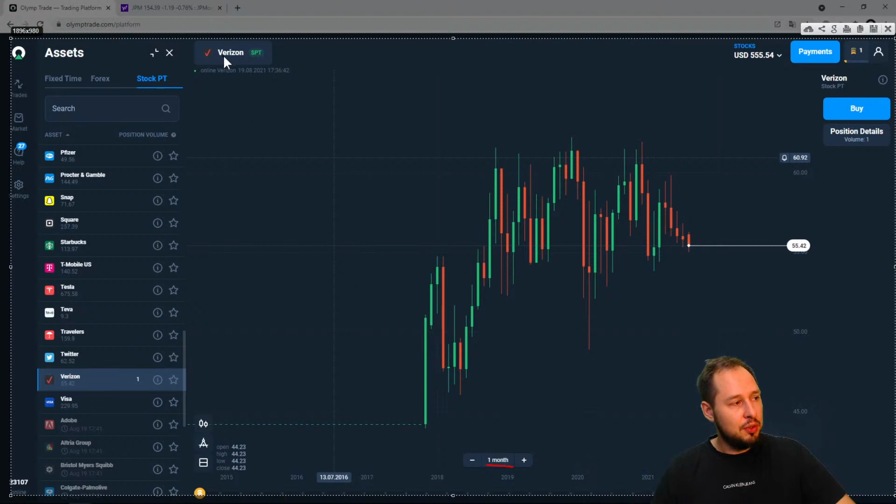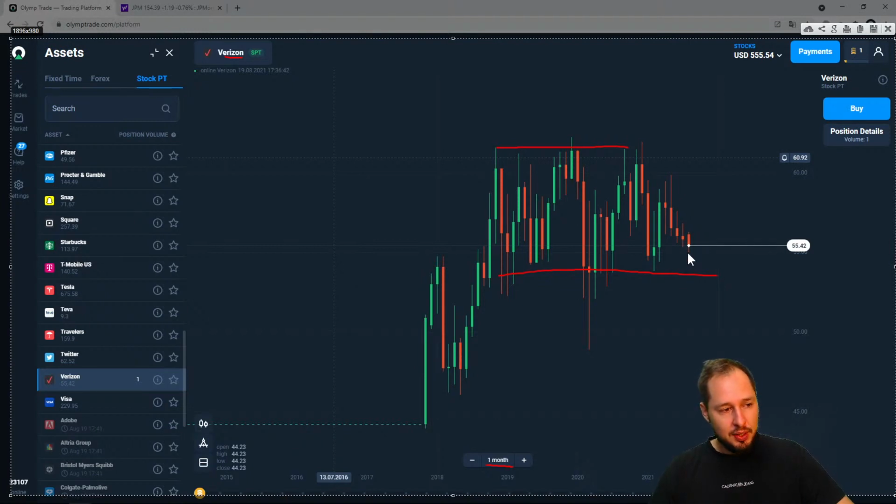So for instance, here on Verizon, I've drawn the levels of support and resistance, and I do believe levels of support and resistance is one of the best instruments that you can actually use in trading and in stock trading as well.